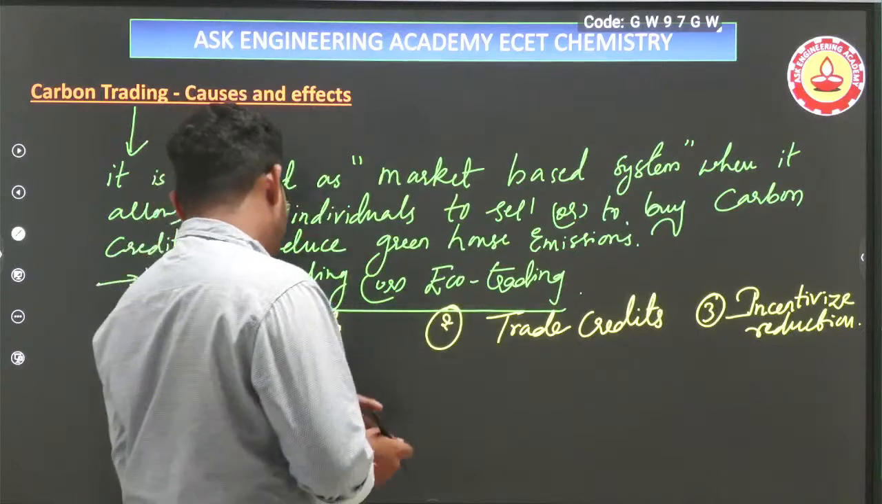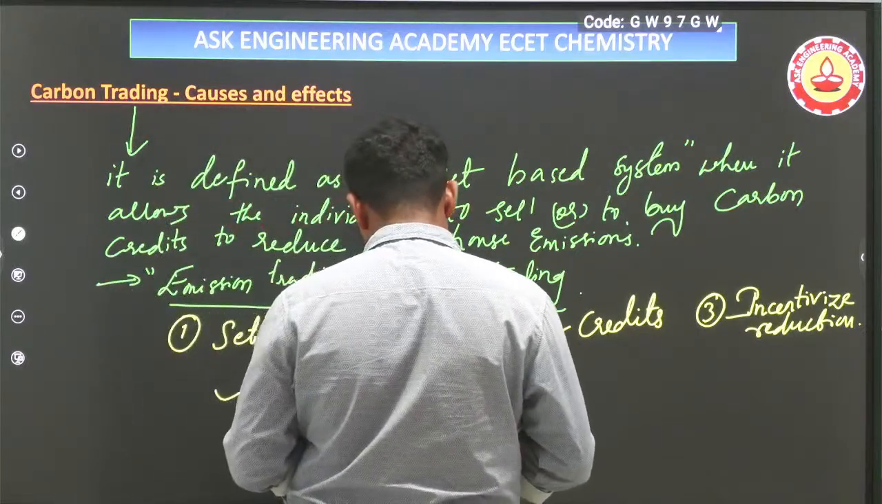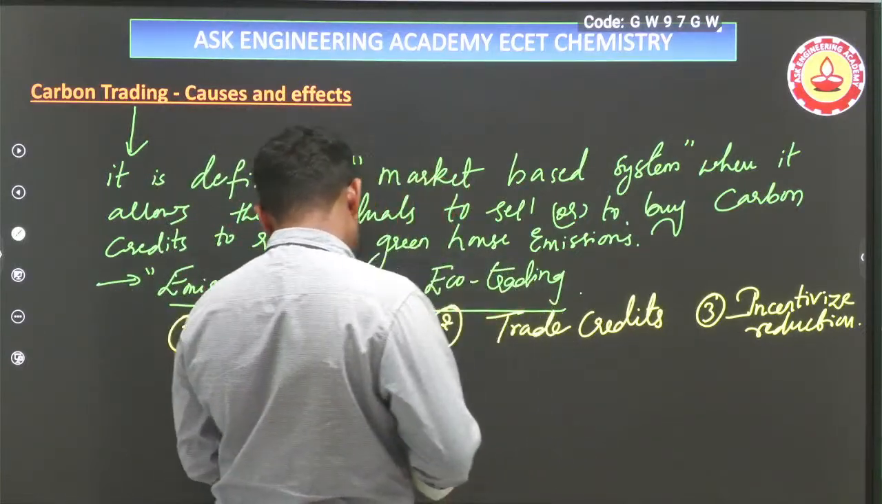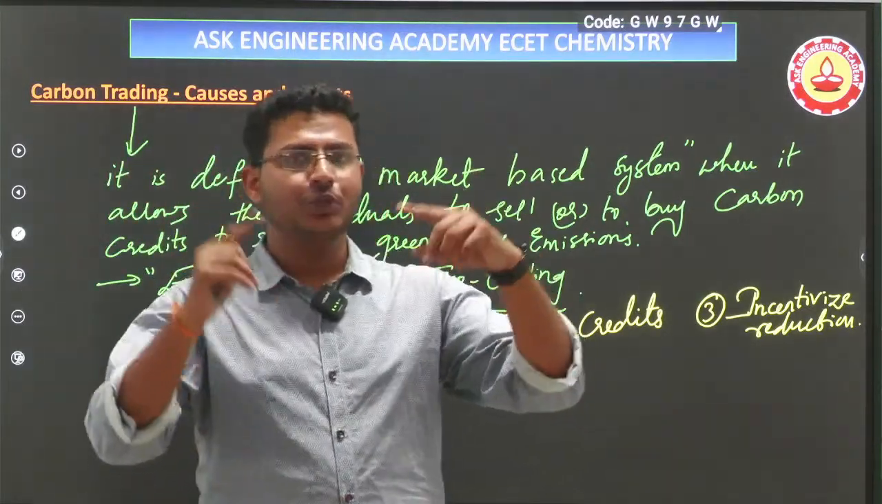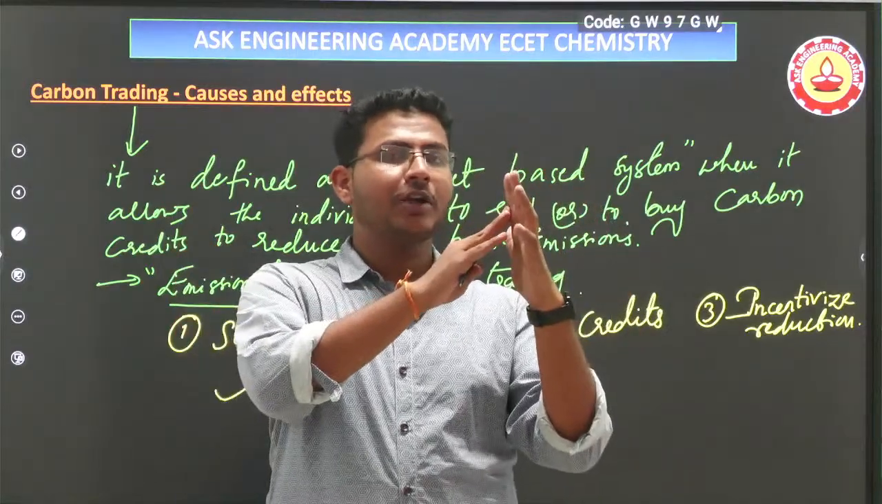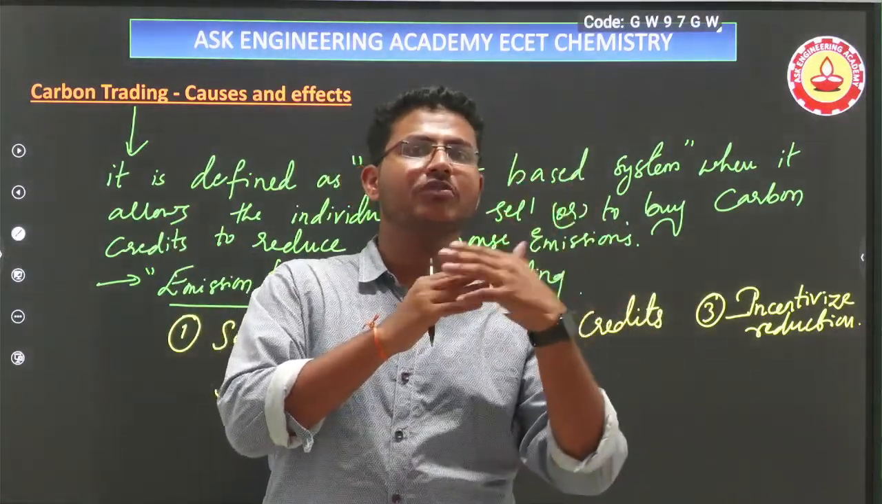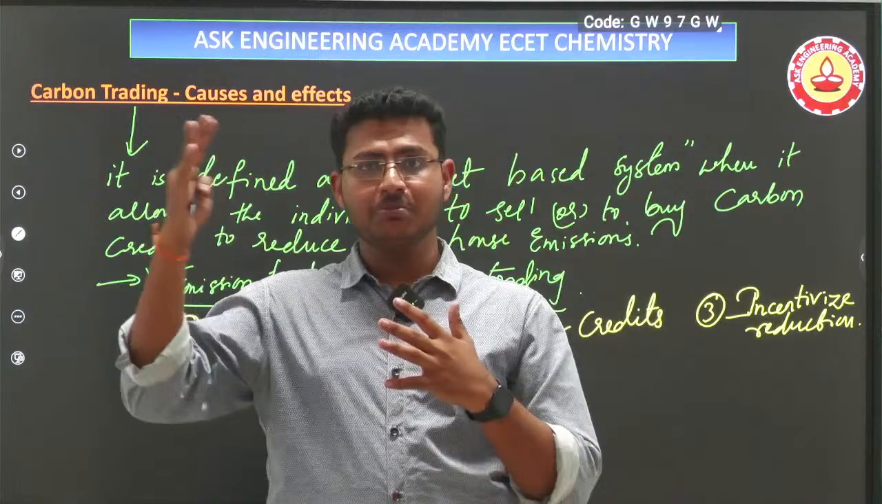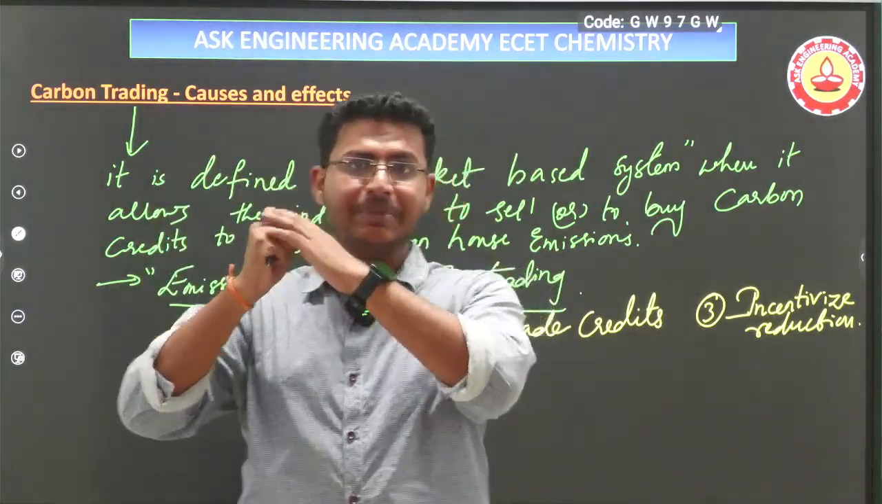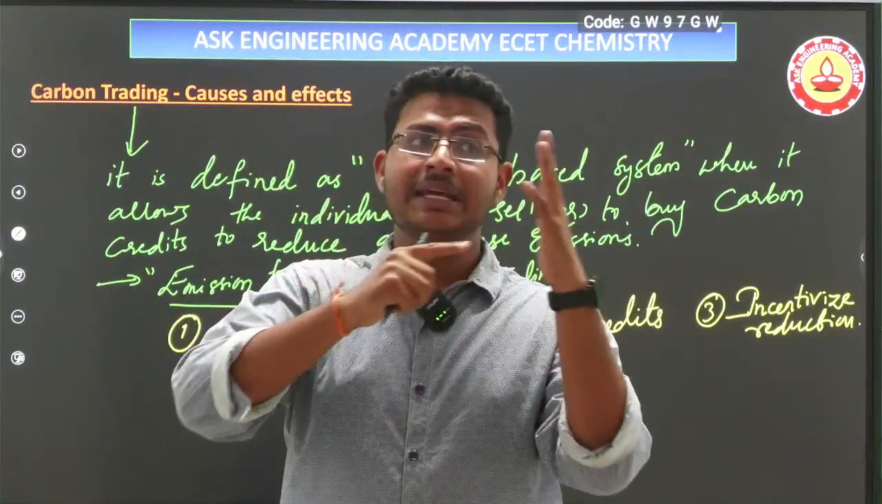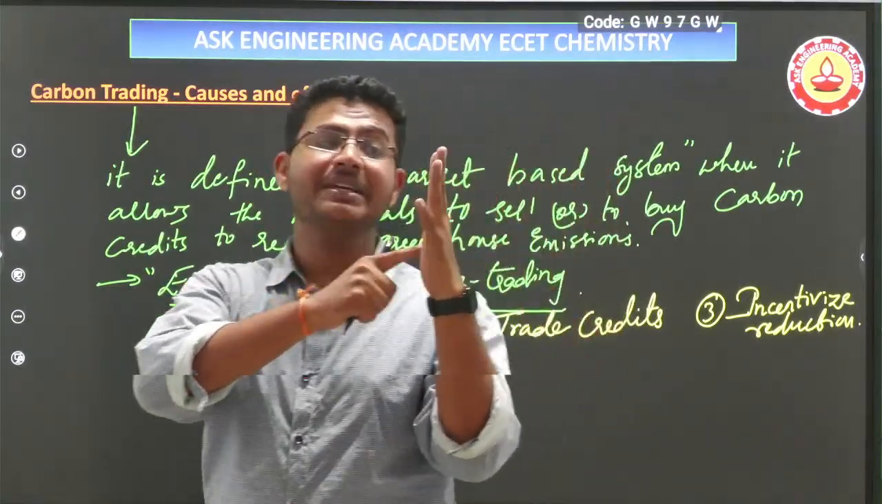Trade credits means sometimes the producers or polluters that exceed their quota can purchase credits from emitters with fewer emissions. For example, two organizations are there. One organization is emitting less amount of substances into the atmosphere, one is emitting more.